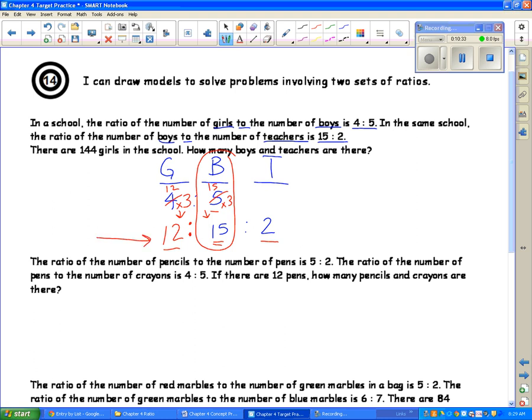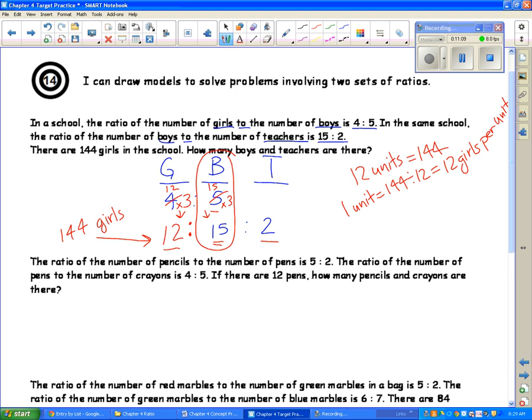The problem tells me that there are 144 girls. But in my ratio, girls are represented by 12 units. So if 12 units is equal to 144 girls, then 1 unit is equal to 144 divided by 12, or 12 girls. All right, so now I know how many students or teachers there are per unit.